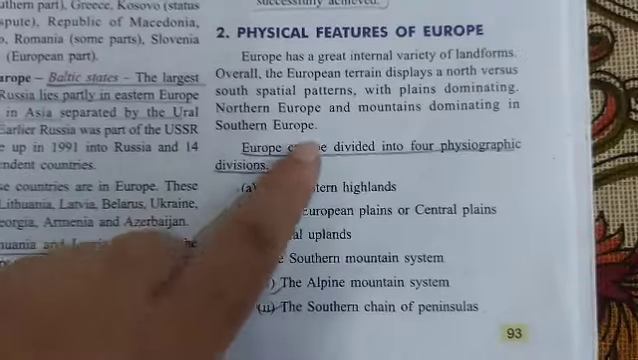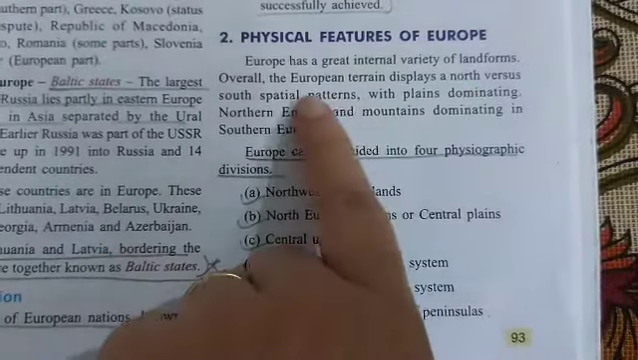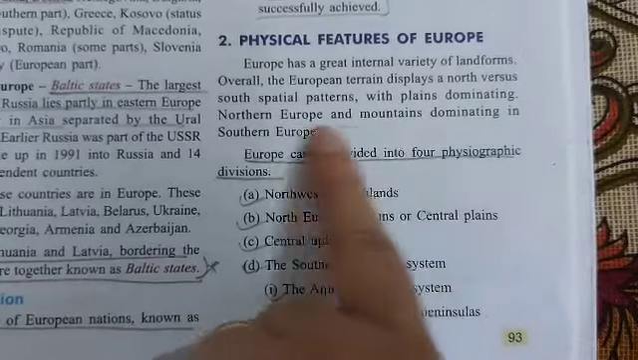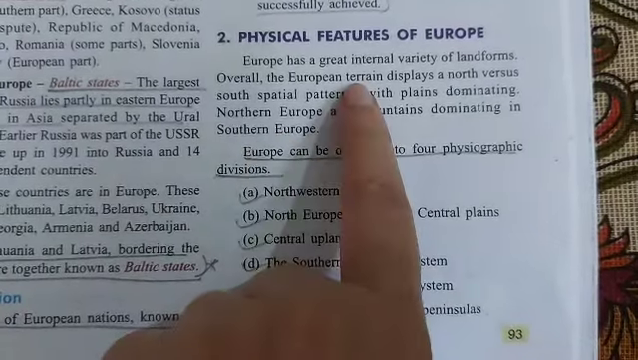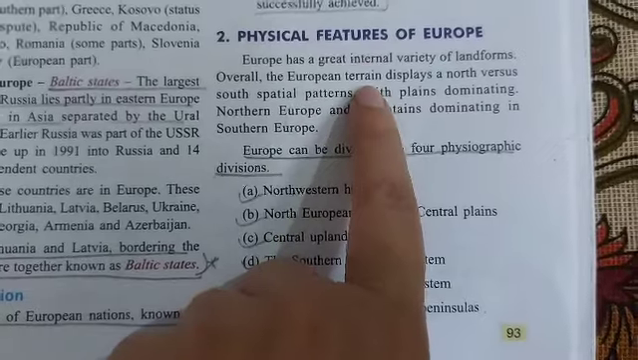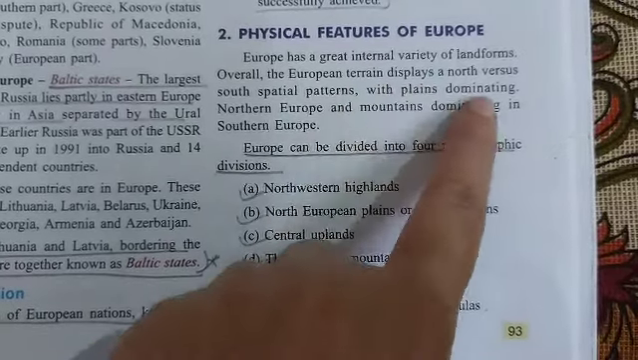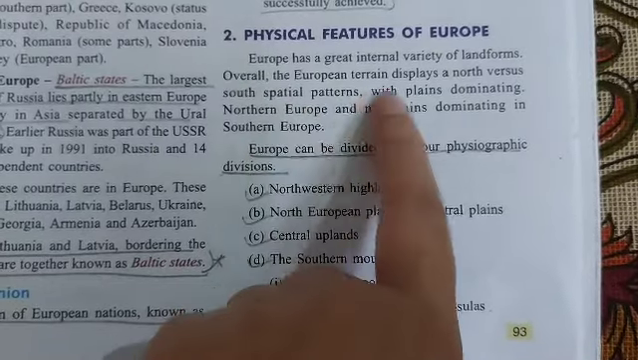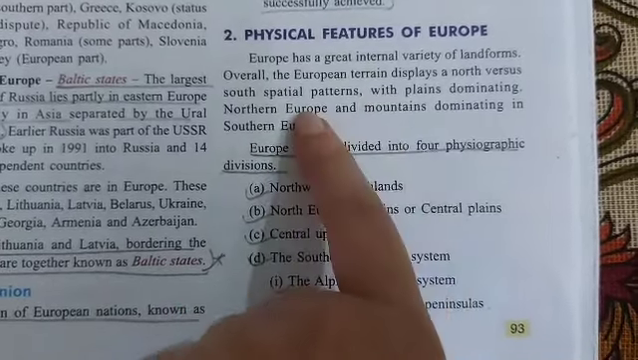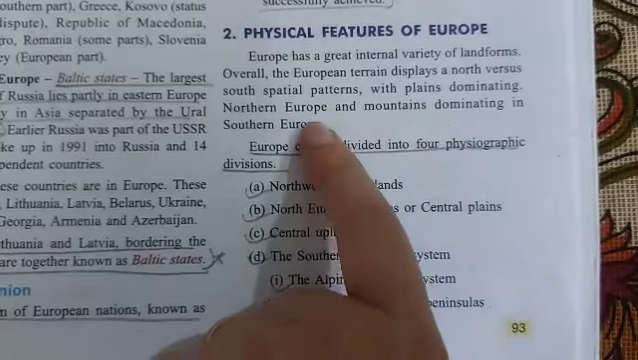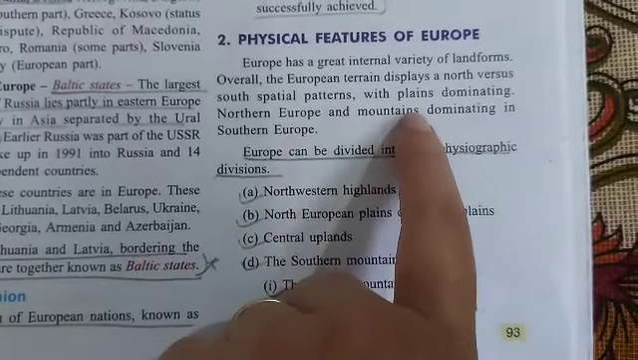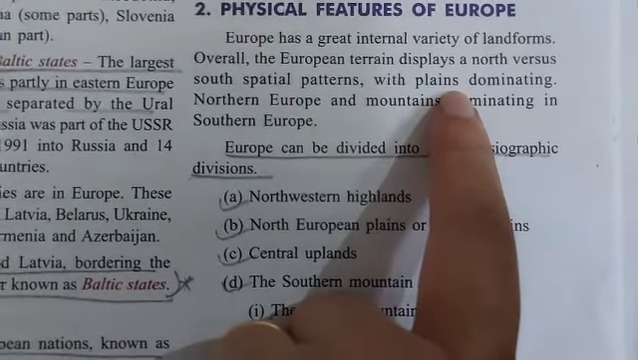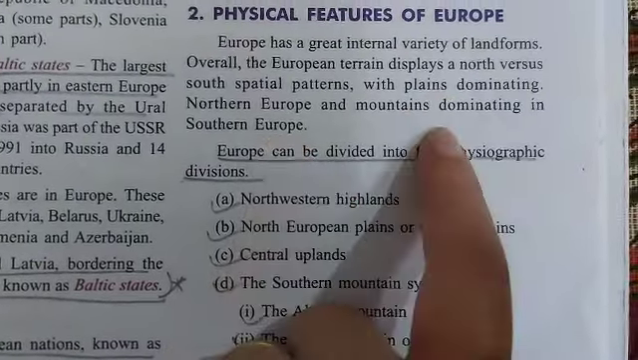Overall, the European terrain displays a north versus south spatial pattern, with plains dominating northern Europe and mountains dominating southern Europe. What is the meaning of this? Here, terrain displays different, separate patterns, with plains dominating in northern Europe and mountains dominating in southern Europe. It means if we divide Europe into two equal halves, in northern Europe we will find plains, in southern Europe we will find mountains.